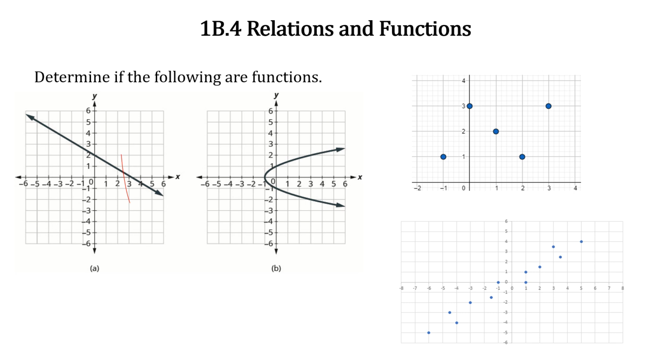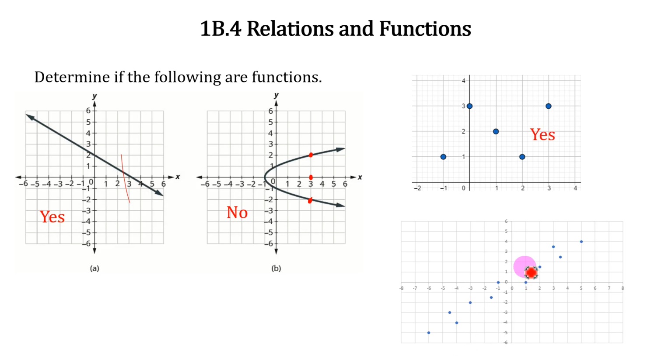This is obviously a function. Here, if I plug in 3 for my x, I get out 2 and -2. So one x gives me 2 y's. That's a no. Here, -1 only goes to 1, 0 only goes to 3, 1 goes to 2, 2 goes only to 1, and 3 only goes to 3. So yes, that's a function.